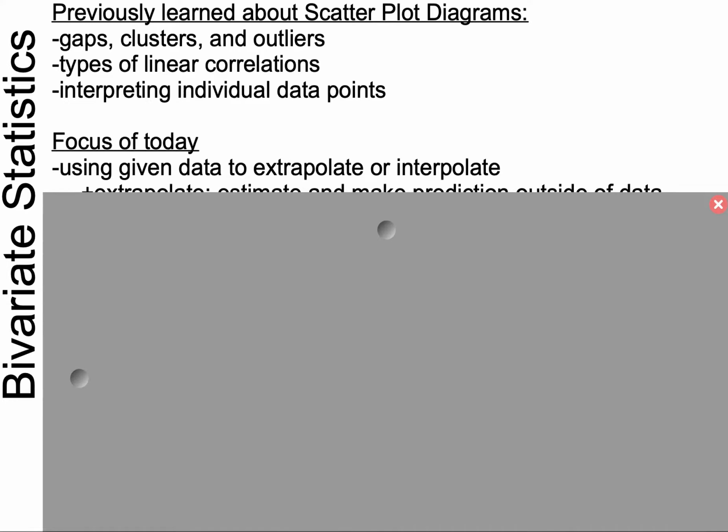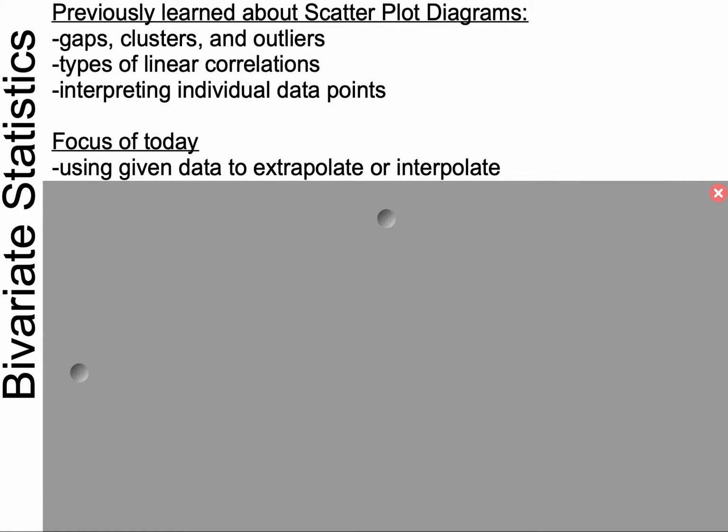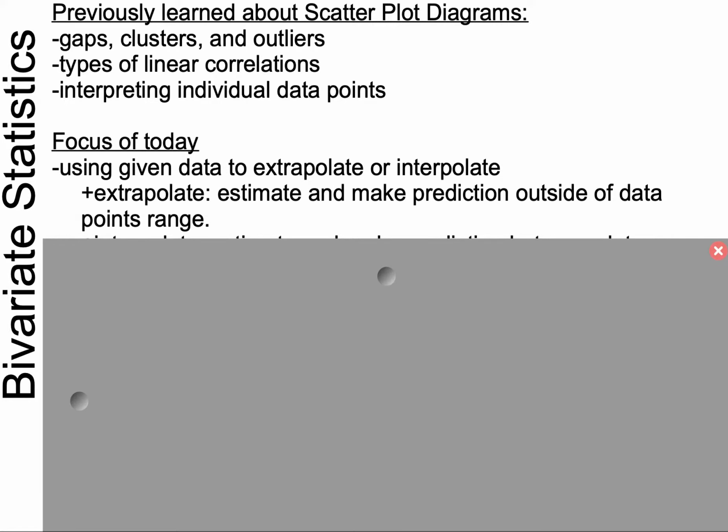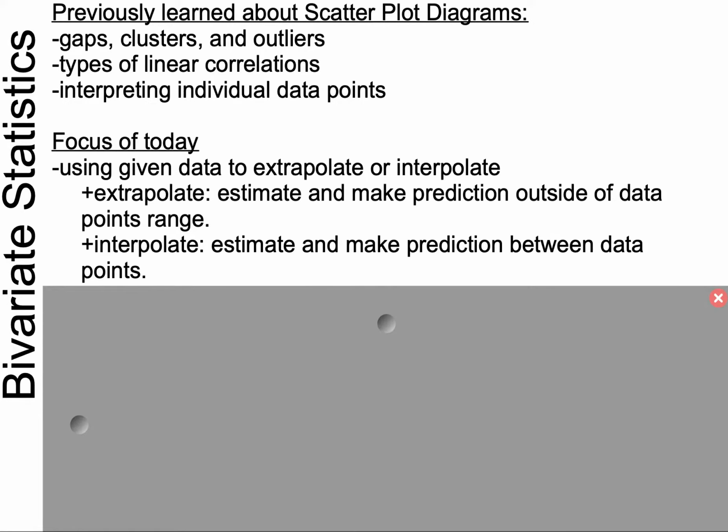In today's lesson, we will focus on using given data to extrapolate or interpolate. Extrapolate means to estimate and make a prediction outside of the data points' range. If you're predicting the future, all you have are data points for the past up through the present, so you have to extrapolate to get into the future because you have no data points there. Interpolate is when you estimate and make a prediction between data points. This is where there is a gap in the data and you use the data around it to estimate what the data point would be in the middle.